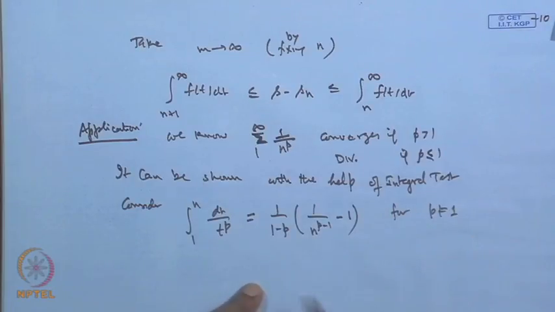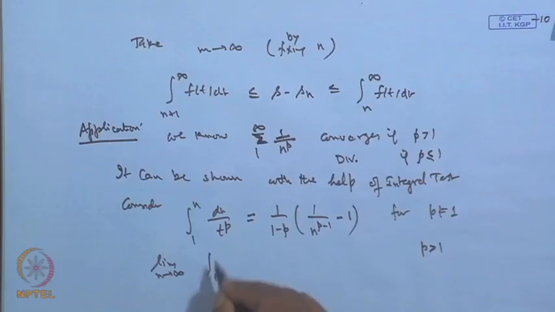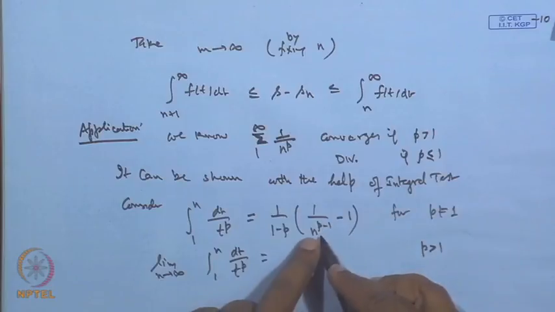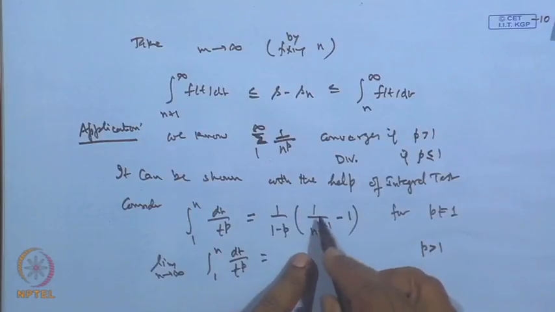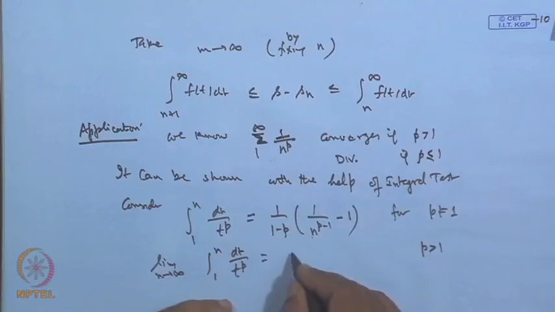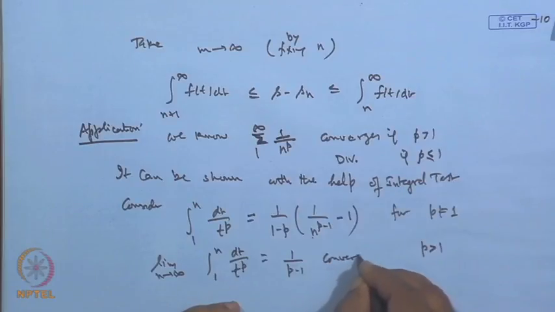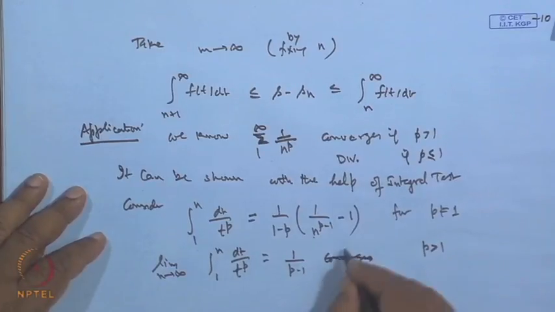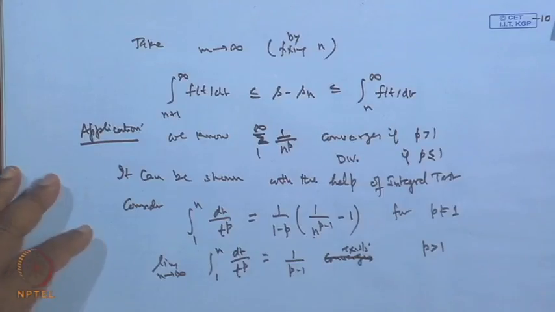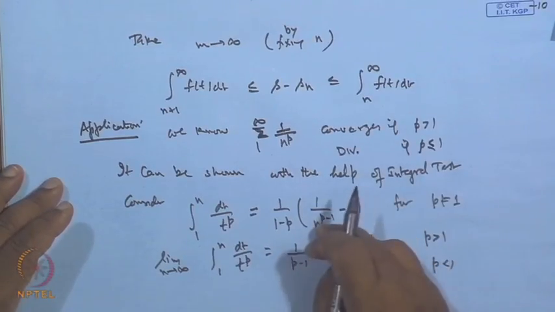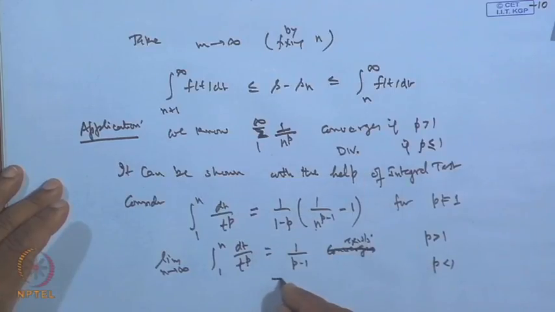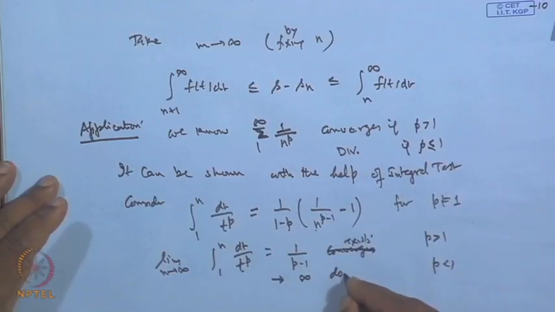Now, if p is strictly greater than 1, what happens? The limit as n tends to infinity of the integral from 1 to n of dt over t to the power p: when p is greater than 1, the power is positive, so the n term will go to 0, and we are basically getting 1 over p minus 1, a definite number. So, it converges; the limit exists. Okay? And if p is less than 1, this will go in the numerator, so it will diverge. It will go to infinity, that is, the limit does not exist.